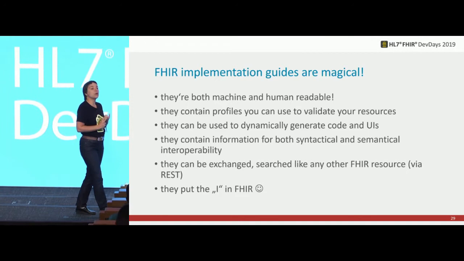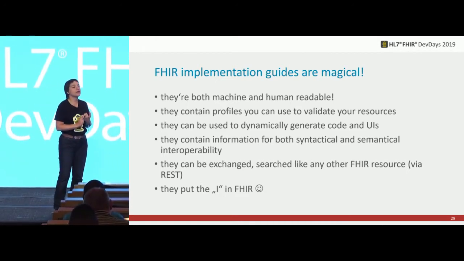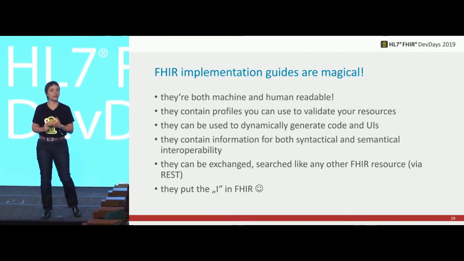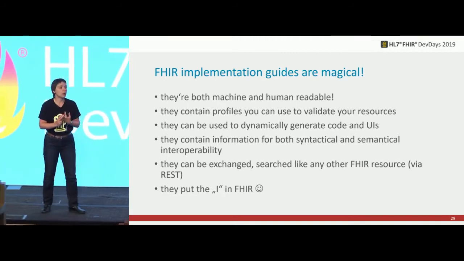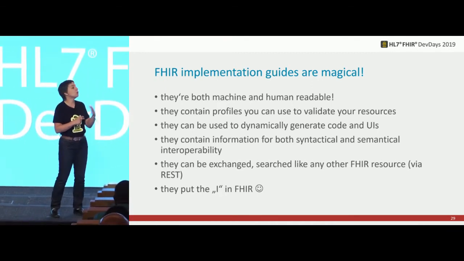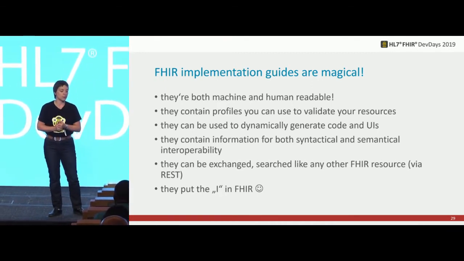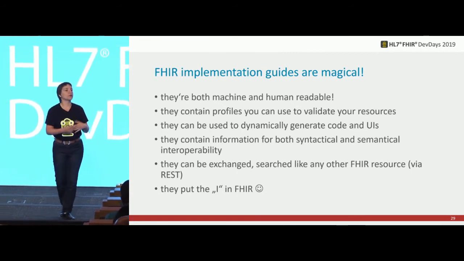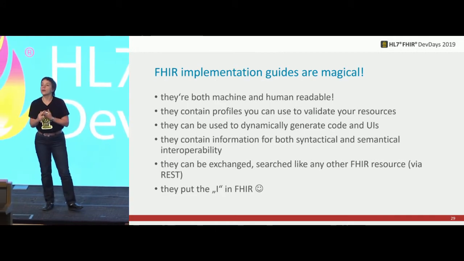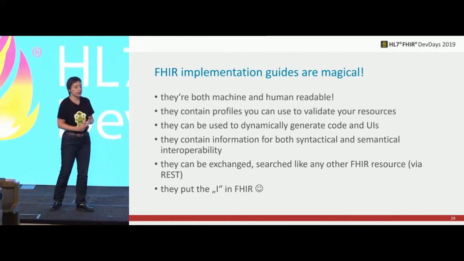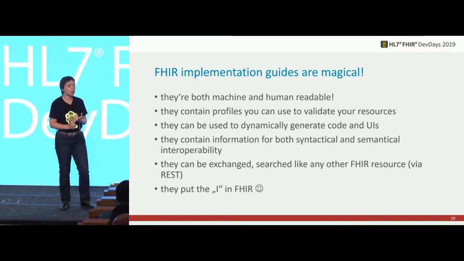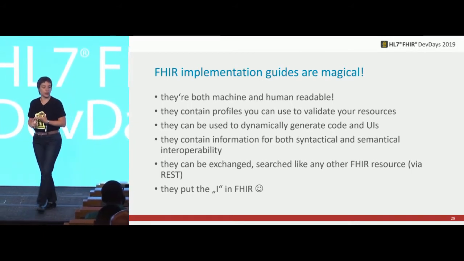They contain what we call profiles. These are basically instructions on how to use one specific resource in a specific context, like what are the minimum requirements, what are the cardinalities, what are the mandatory fields, which terminologies should you use. And you can use these profiles, which are also machine readable, to automatically generate code, to automatically adapt your UIs. They contain the information for not only syntactical interoperability, but also semantical interoperability.